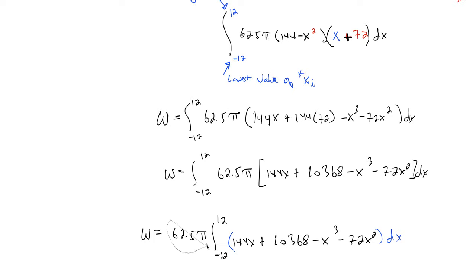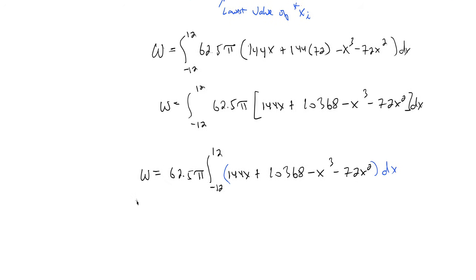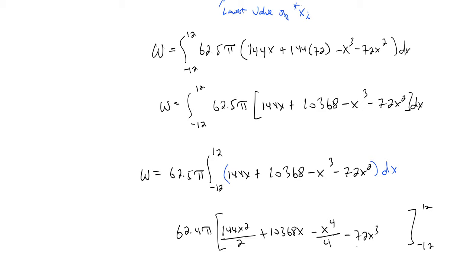Okay. Now let us integrate. 144 over 2 x squared plus 10,368x minus 1/4 x to the 4th minus 72 over 3 x cubed, bracket negative 12 to 12. Is that what you have? Let me see.